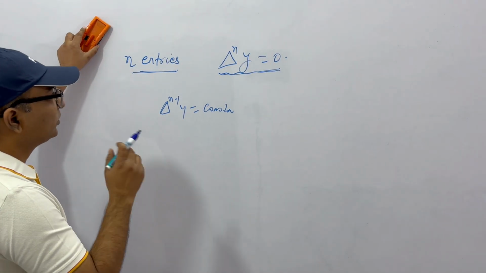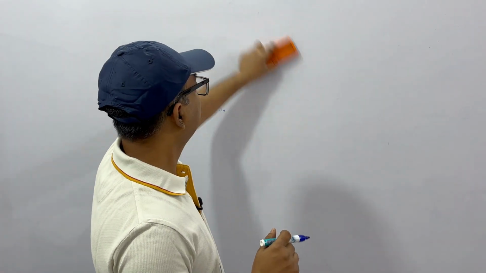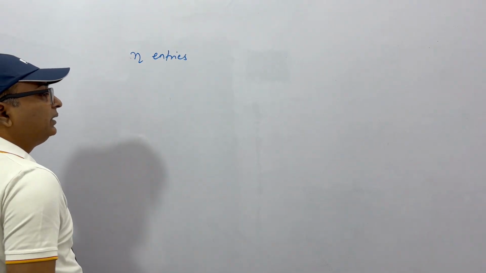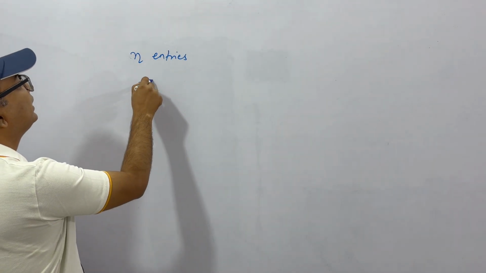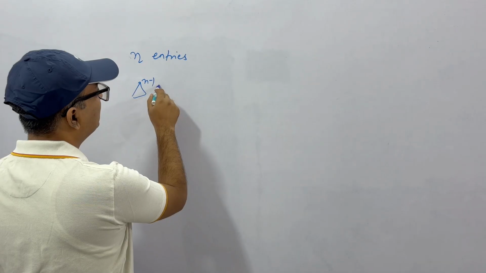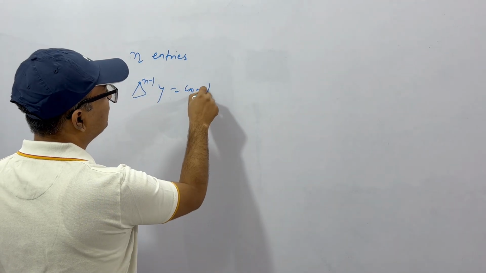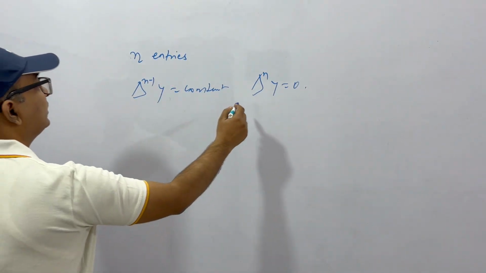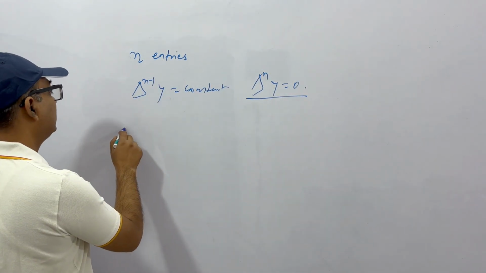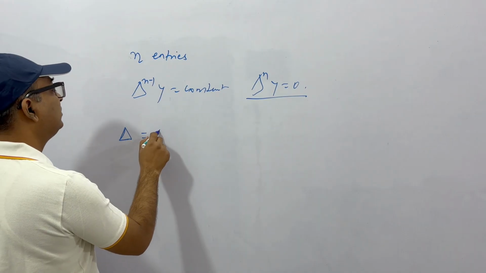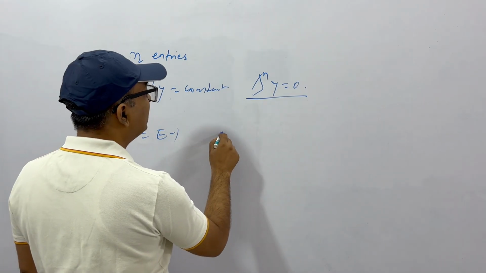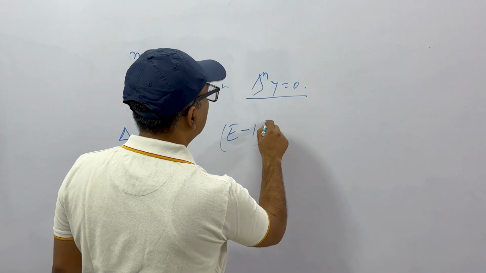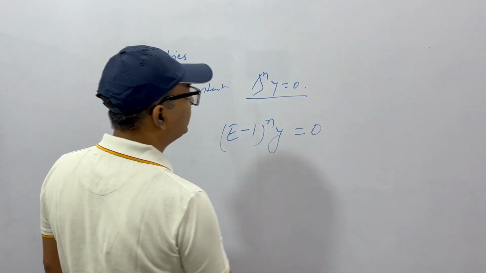The second method, this was the first method. The second method is, we have n entries. This means that del n minus 1 y will be constant and del n y will be 0. Now del n y being 0, what is delta? Delta is basically E minus 1. So delta to the power n y means E minus 1 to the power n y is equal to 0.